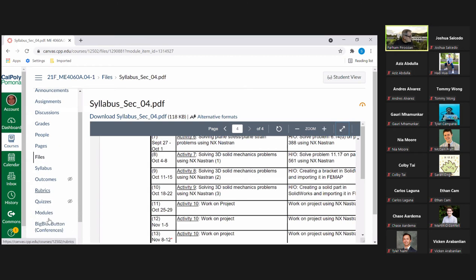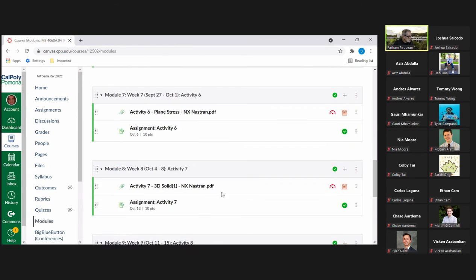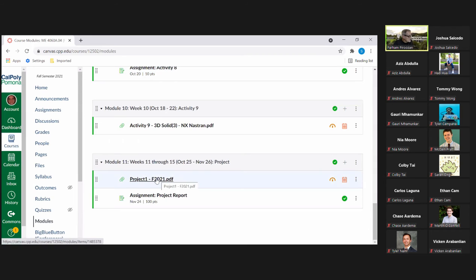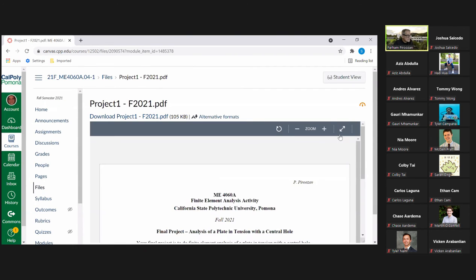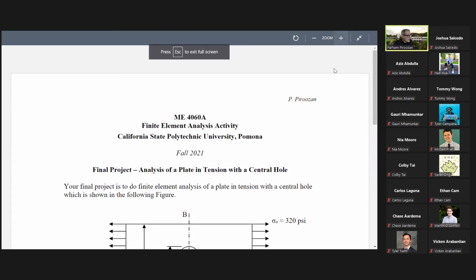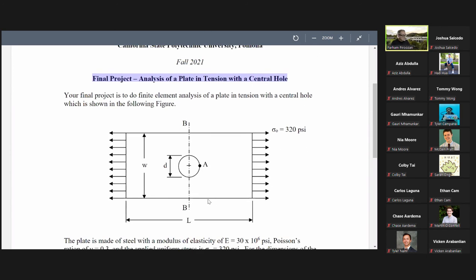So let's see what our project is about. Going back to modules, this is the project for this term. Final project, analysis of a plate in tension with a central hole. This is the project that you are going to work on. This is a plate with a central hole, diameter D, width, and length. A stress of 320 psi is pulling this plate, and we want to analyze this.